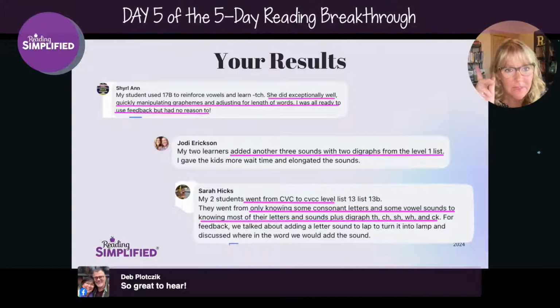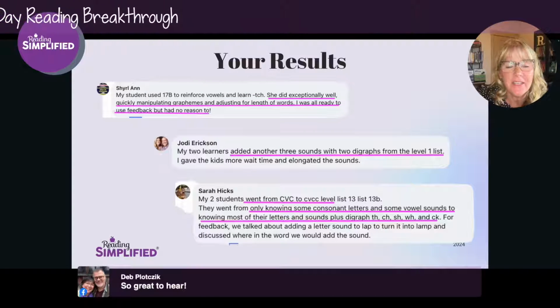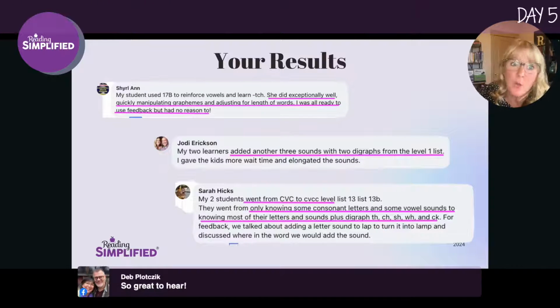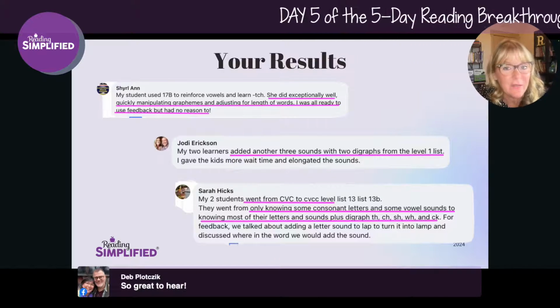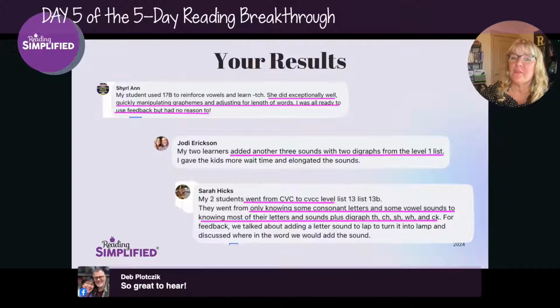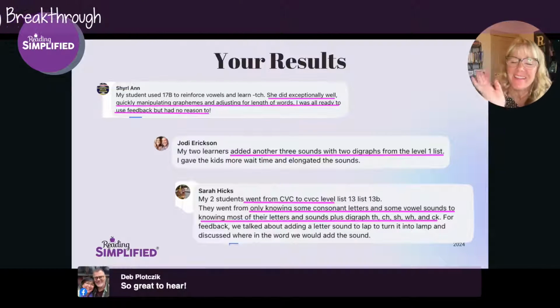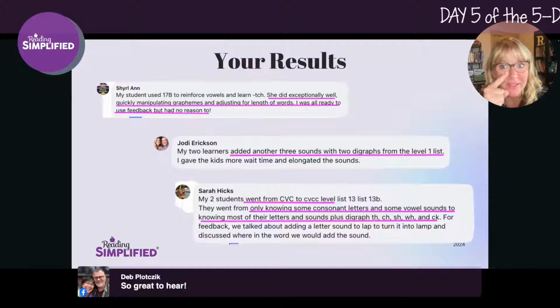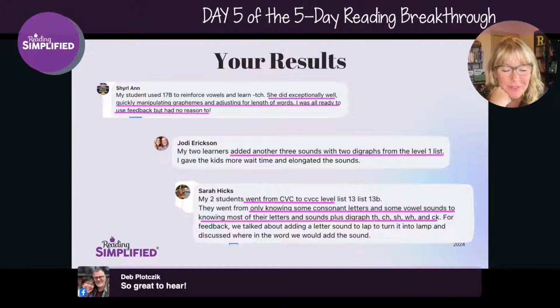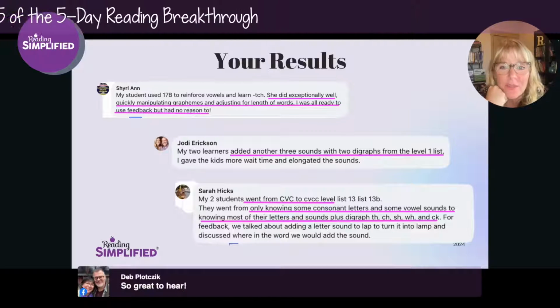But that's not all. Cheryl said that her student did exceptionally well, quickly manipulating graphemes and adjusting for length of words. I was all ready to use feedback, but had no reason to. That's A-okay. And now you know tomorrow you're going to push her up to a harder phonemic level, which was our teaching tip for day 3.